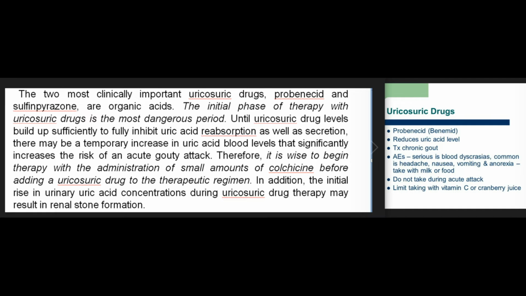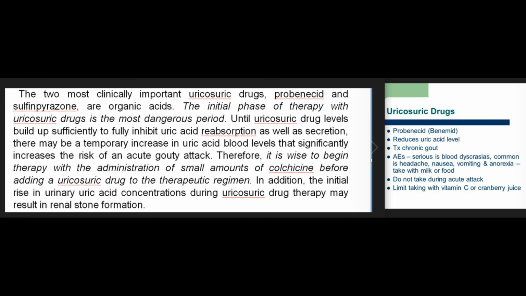The initial phase of therapy with uricosuric drugs is the most dangerous period. Until uricosuric drug levels build up sufficiently to fully inhibit uric acid reabsorption as well as secretion, there may be a temporary increase in uric acid blood levels that significantly increases the risk of an acute gouty attack. Therefore, it is wise to begin therapy with the administration of small amounts of colchicine before adding a uricosuric drug to the therapeutic regimen.